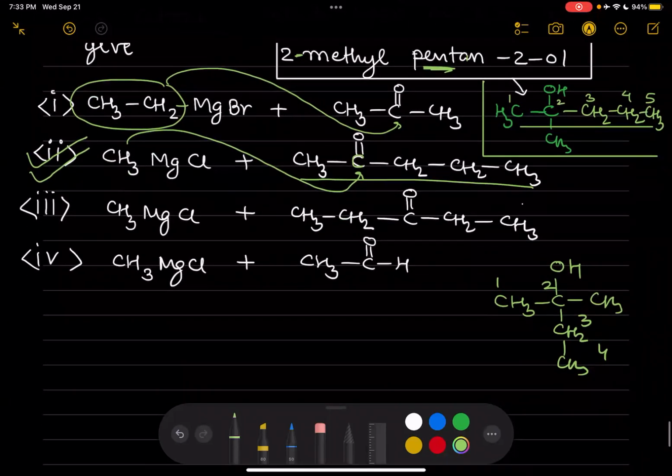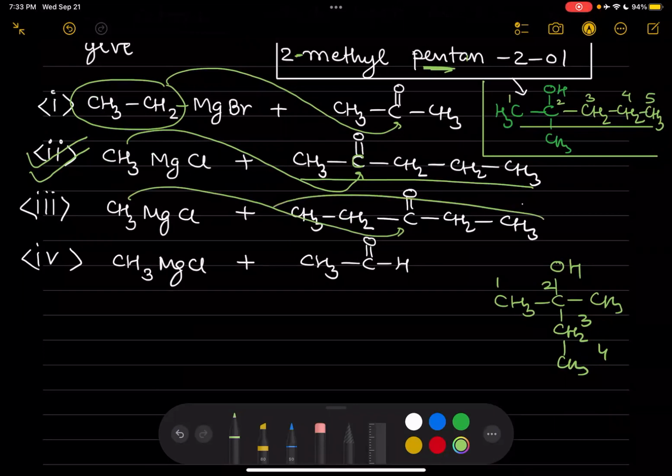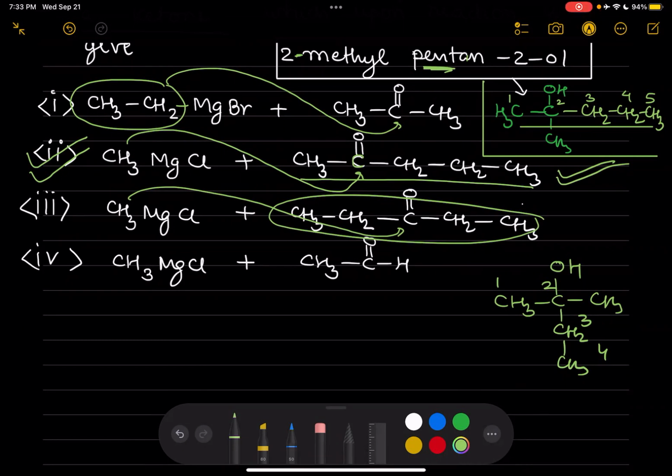So will this be the answer? The 5 carbon atoms are also there. But can the third option be the answer of this question? Anushka, what do you think? Can the third option be treated as the answer? Yeah, Anushka. No, sir.